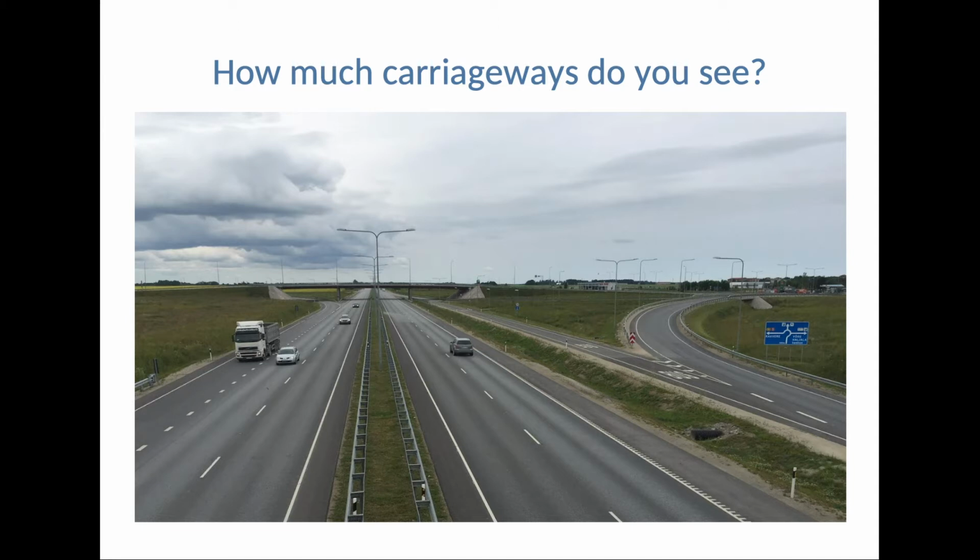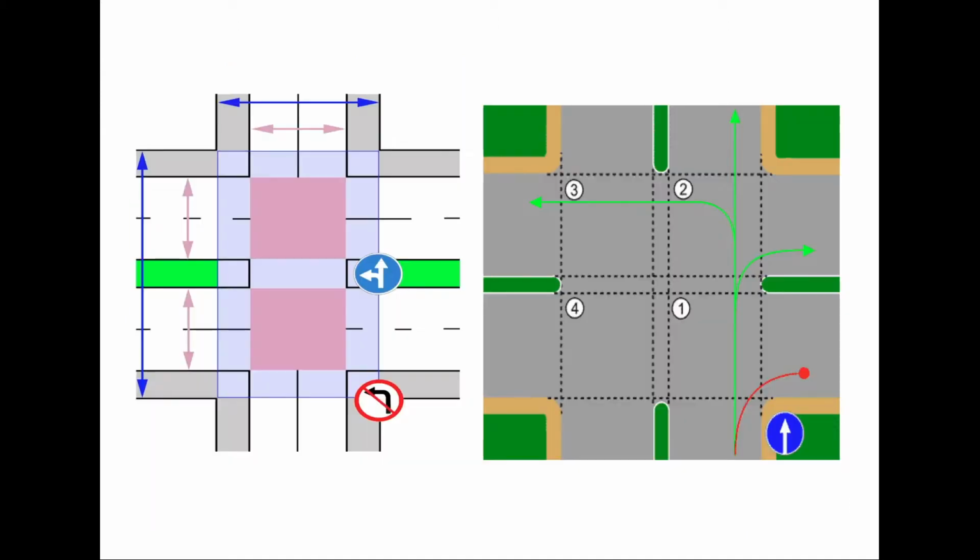But if you keep looking a little bit further, you will see that one road goes right and one road goes straight. So basically we have 4 carriageways. And here also, the picture. First picture, how many crossroads do you see there?